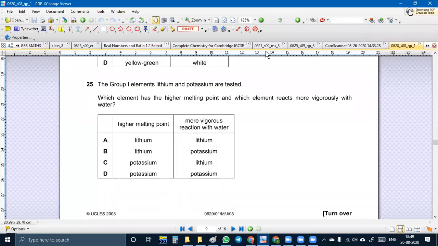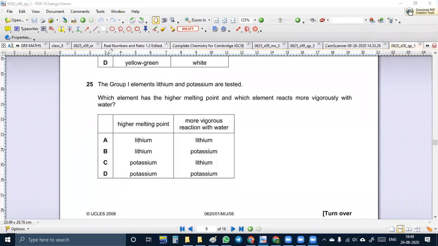Next question. Group 1 elements lithium and potassium are tested. Which element has higher melting point and which element reacts more vigorously with water? How are you asking me such common questions which I have discussed?